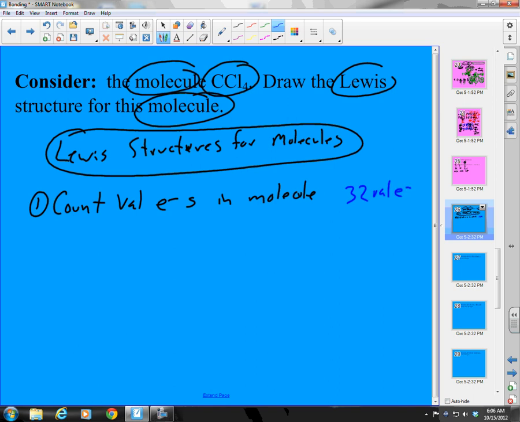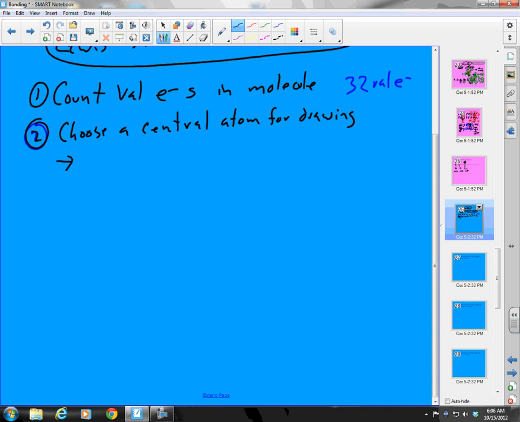Number 2. Choose a central atom for your drawing. So what am I going to choose? How do I know? Here are some hints. Think symmetry. Choose a central atom that will make things symmetric.